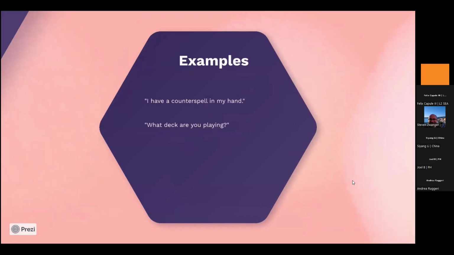Or asking your opponent, what deck are you playing? That's private information. The opponent doesn't have to answer. If they do answer, they can lie. They can say, I'm playing Jund, when in fact they're playing a control deck.